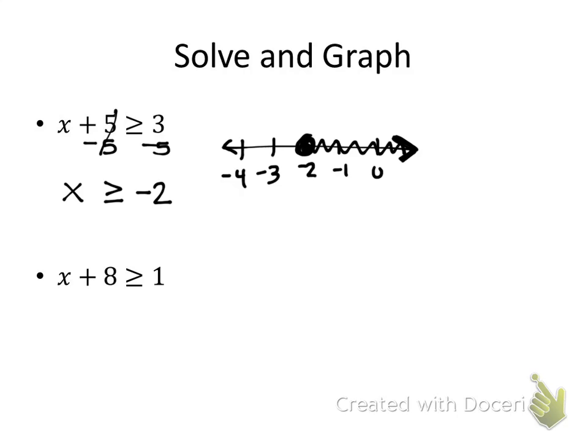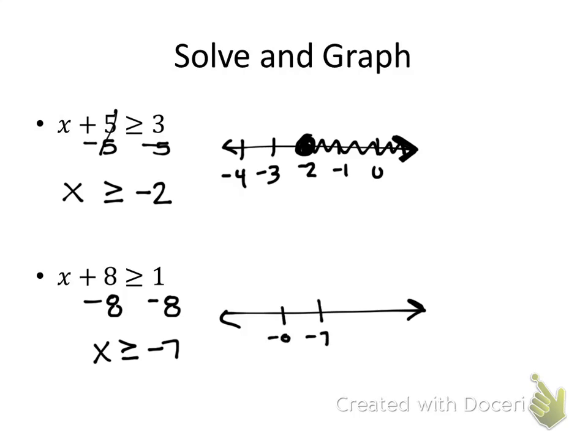Okay, let's do this next one. What would I do to get x by itself? I would subtract 8, and I get x is greater than or equal to negative 7. So I'm going to graph this on my number line. I have negative 7. I'm going to have a closed circle because it's greater than or equal to, and I'm going to shade in every number bigger than negative 7, which is in that direction there. Okay, so let's do some more of these.